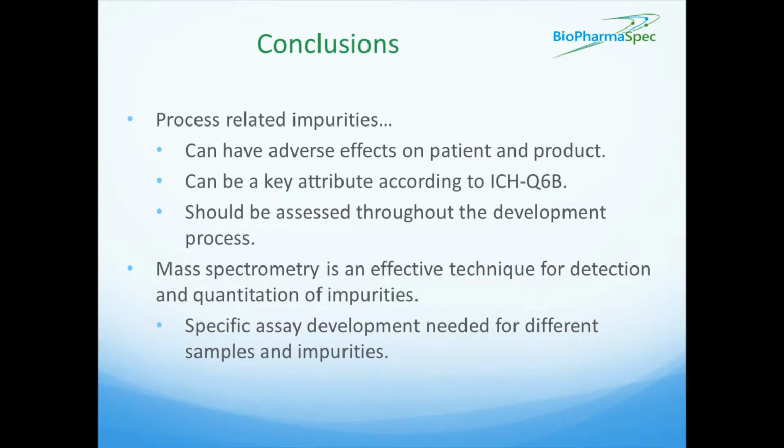So, summing everything up here: qualitative and quantitative analysis of impurities is crucial to help develop an optimized product purification process and produce a high-quality and safe drug product. The sensitive, selective, and quantitative data generated by mass spectrometry can and should play a major role in the assessment of impurities. And because mass spectrometers are such versatile instruments, various assays can be designed to investigate a wide range of impurities present in different sample types and answering different questions.